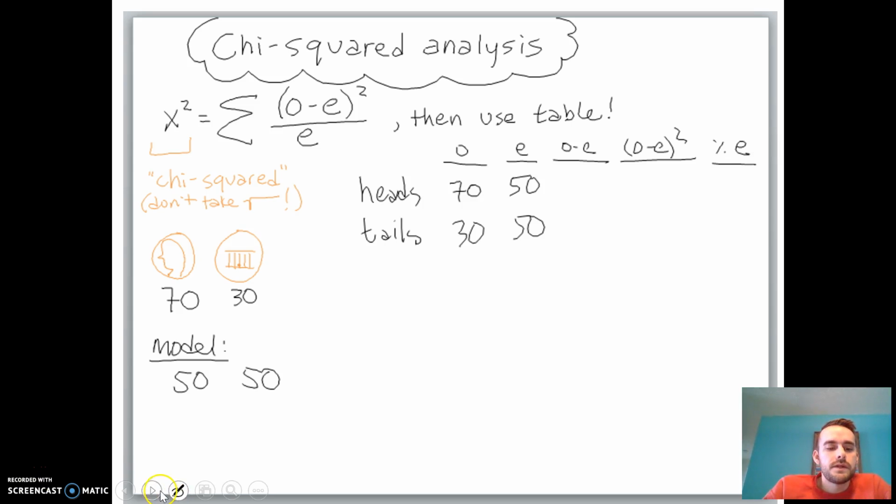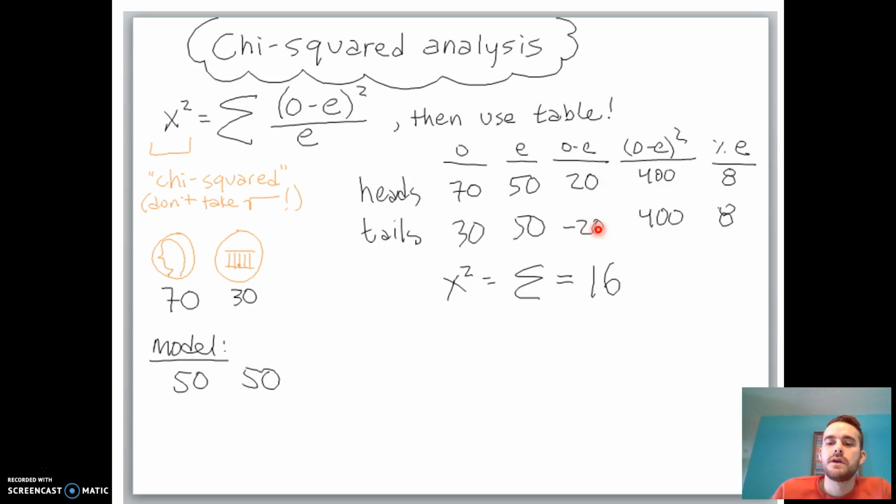So as you see, let's see if I have a laser pointer right now. I have a pen. Okay, so here you've got your 70-30 for your observed, then you plug in your 50-50 for your expected, and then we're going to go ahead and do that subtraction. So I get 20 for heads, negative 20 for tails. I'm going to square those and get 400. Then I'll divide 400 by the individual expected values for each, and I get 8. All right. Then we add up these numbers in this far column to take a sum, and that gives us 16. Okay?